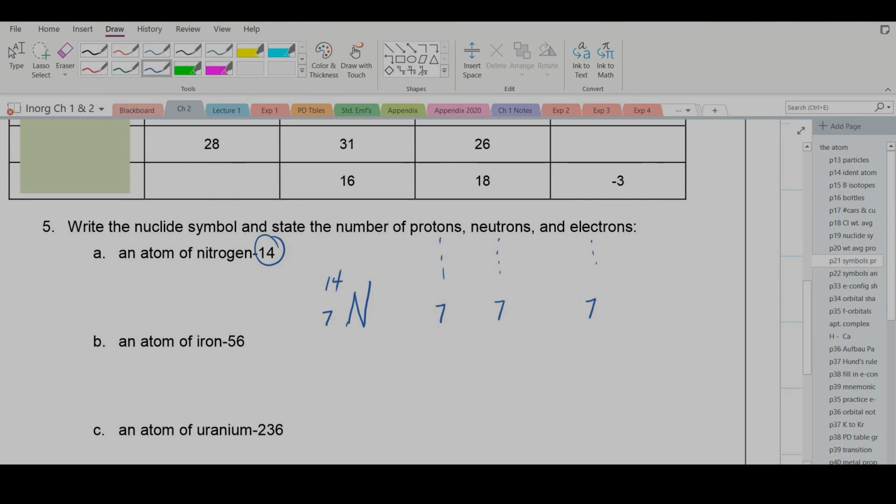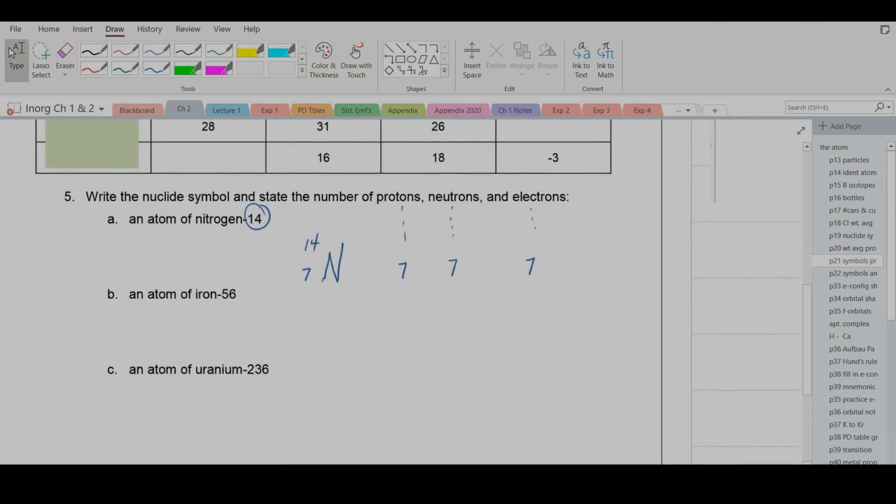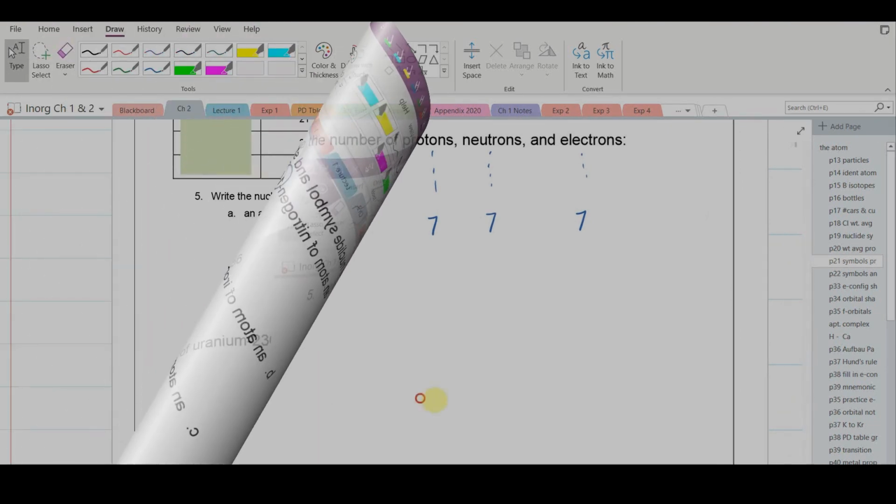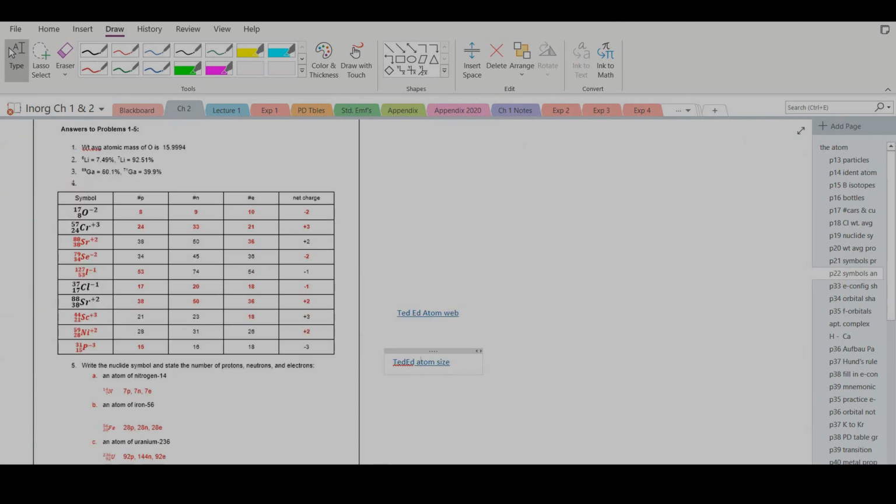It's a neutral atom. Likewise, I'm going to let you finish up the last two, and the answers are given on page 22. So let's go there. Page 22 just contains the answers to those questions. And that looks like a good place to stop for this first lesson.